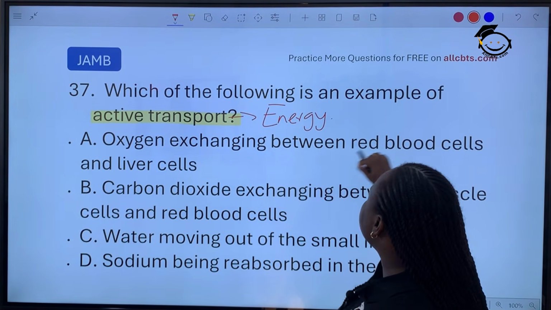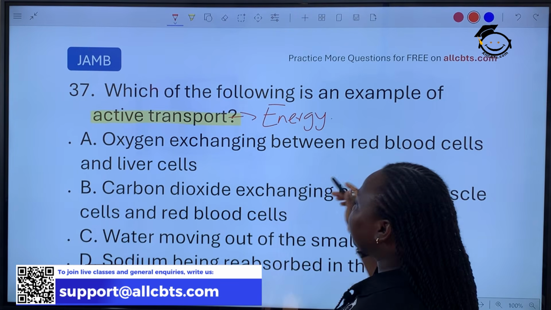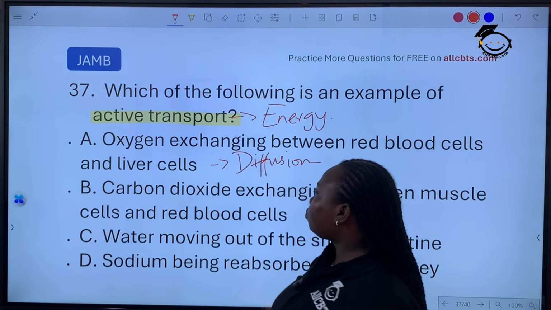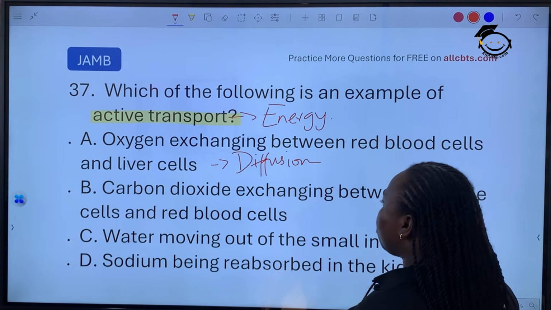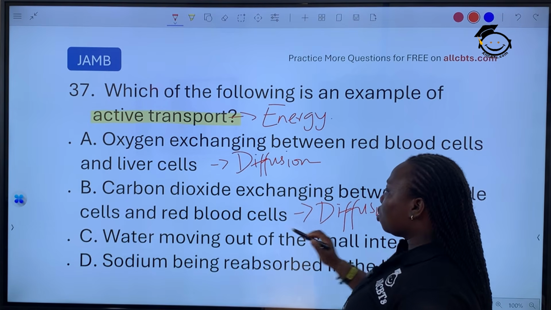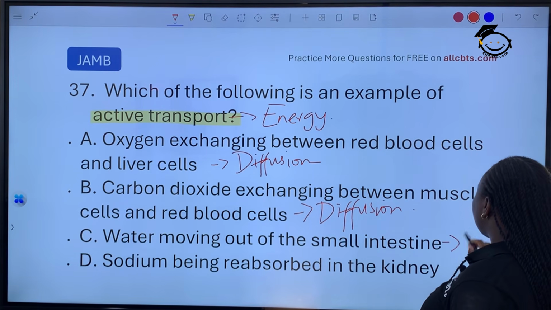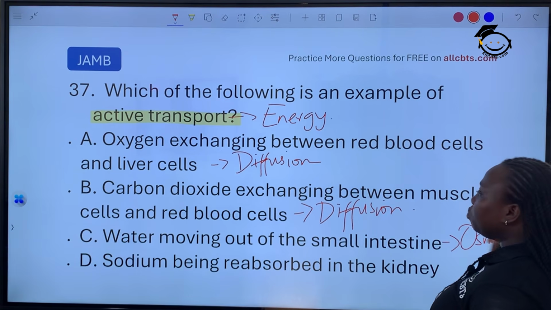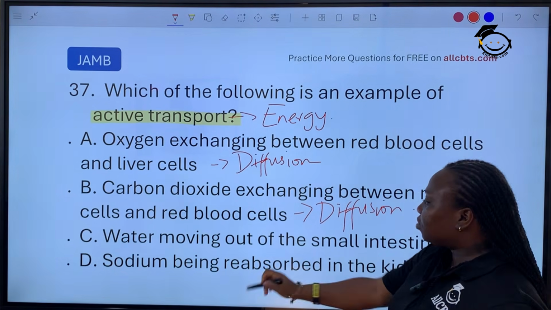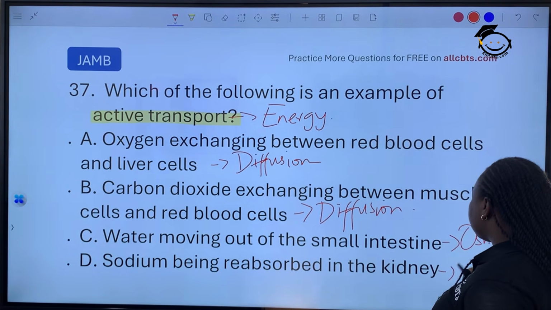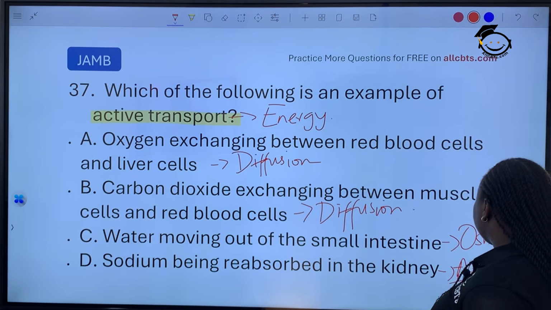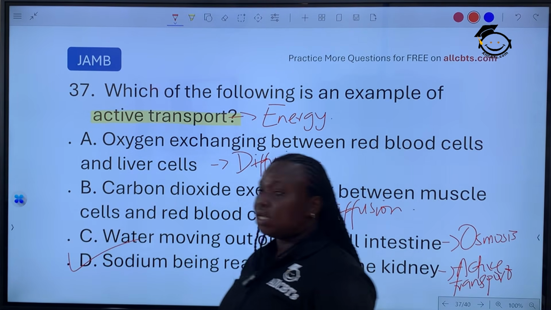Now, oxygen exchange between red blood cells and liver cells. This is just simple diffusion. Carbon dioxide exchanging between muscles. This is also diffusion. Water moving out of small intestine. This is osmosis. Don't forget that osmosis happens with water, while diffusion is between gases. Now, the sodium being reabsorbed in the kidney. This is active transport because it requires energy. So, the answer is option D.